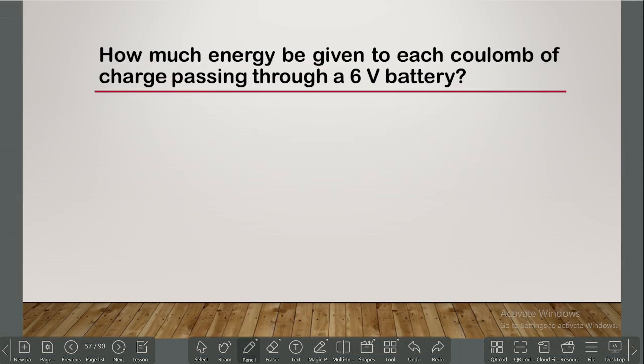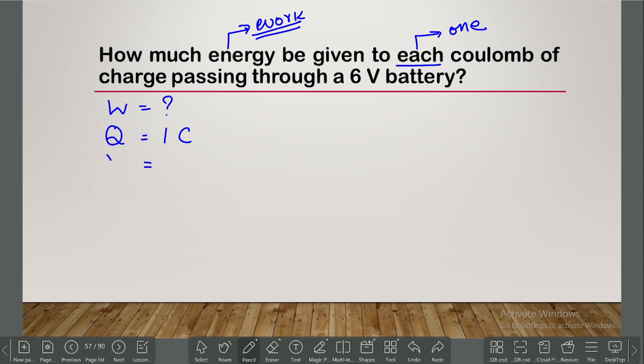Next, how much energy is given to each coulomb? What is the meaning of the word each? 1. Energy, as we learned in our lower class, is nothing but work. Now, how much energy? You can just write W is equal to, that's what you are going to find, for each coulomb. Coulomb is a unit of charge, so you can write Q is equal to 1 coulomb, passing through a 6 volt battery. Battery helps to maintain the potential difference, therefore V is equal to 6 volt.